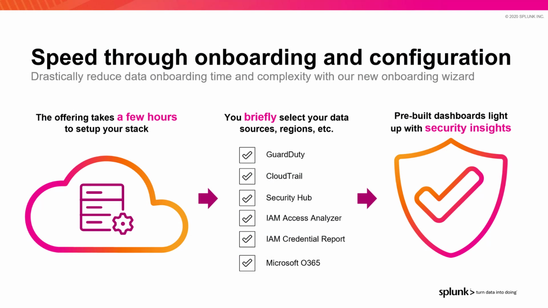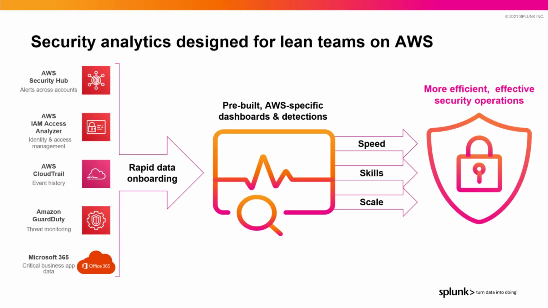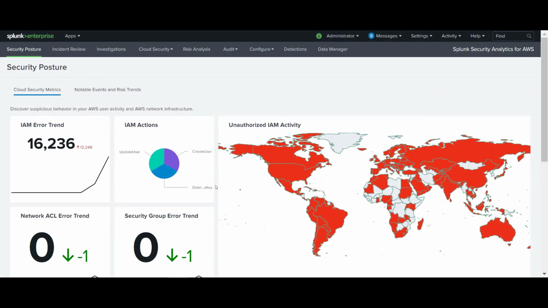Splunk Security Analytics for AWS takes users from signing up to analyzing security insights within hours, not weeks or longer as is common with traditional enterprise software. The solution quickly onboards high-value AWS and other data sources to give you a centralized location for security analysis and investigation. The pre-built, AWS-specific elements of the solution make it not just Splunk on AWS, but an offering that Splunk designed specifically to help lean security teams force multiply their detection and investigation capabilities.